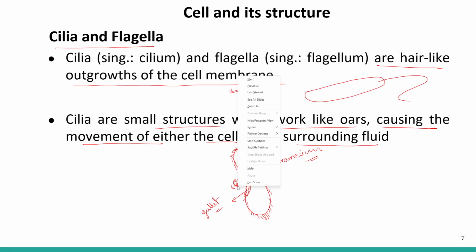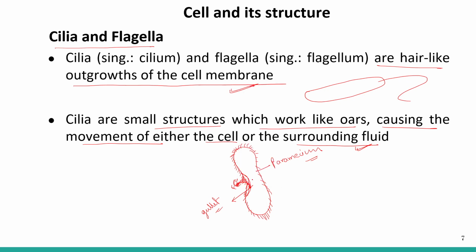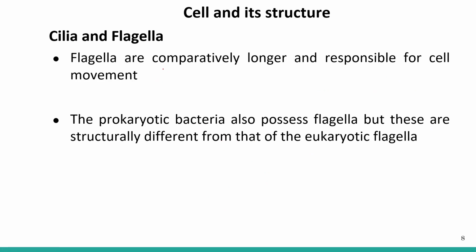comes inside this gullet, right? So they are making the surrounding fluid move in such a way that the food present in the liquid comes inside its mouth. So in this way, these cilia structures are very important. Flagella are comparatively longer and are responsible for the cell movement.